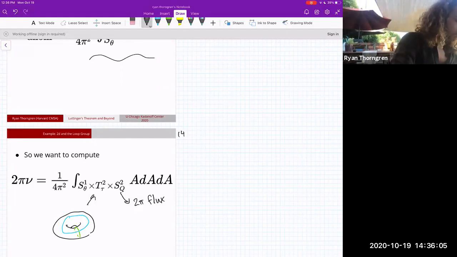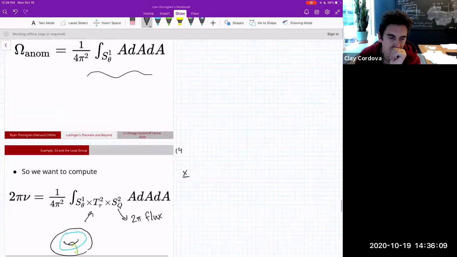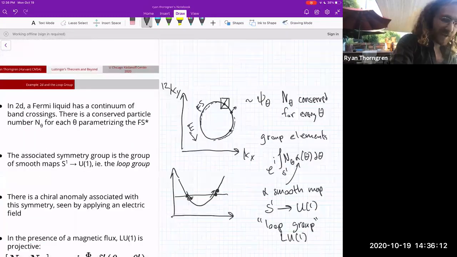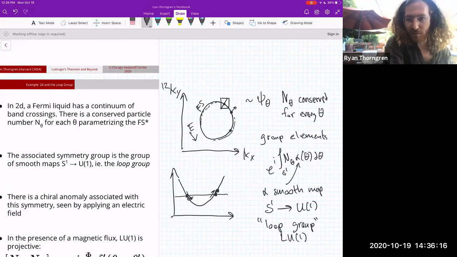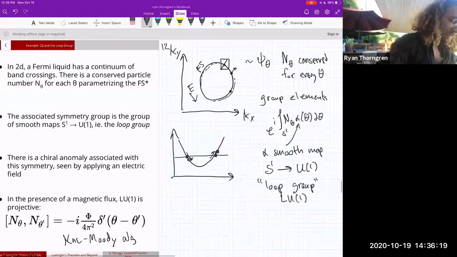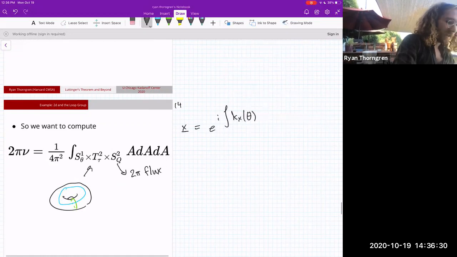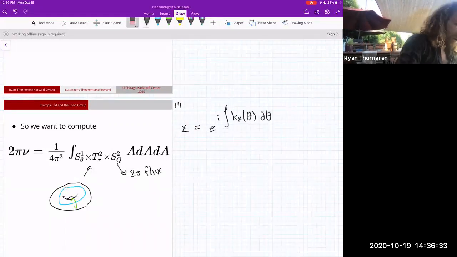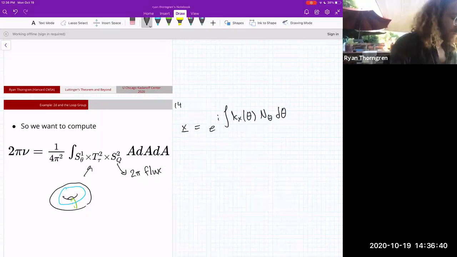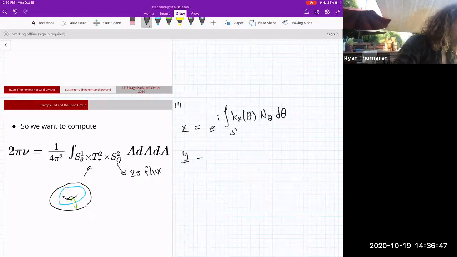Well, in terms of the loop group symmetry, it's quite simple to write down. The way that translation acts on every point in the Fermi surface, that point has the momentum just associated to where it is on the Fermi surface. So translation around X acts by e to the i integral k_x of theta d theta. Whoops, forgot the operator here. Where k_x parameterizes the Fermi surface, and similarly y underline picks up the y component of the momentum.